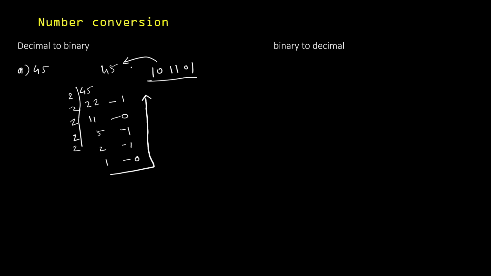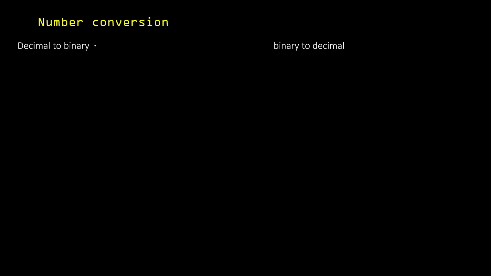So this is how we can convert any decimal number into a binary number. We have seen how to convert decimal numbers into binary numbers. Now we will see how we can convert binary numbers back into decimal numbers.